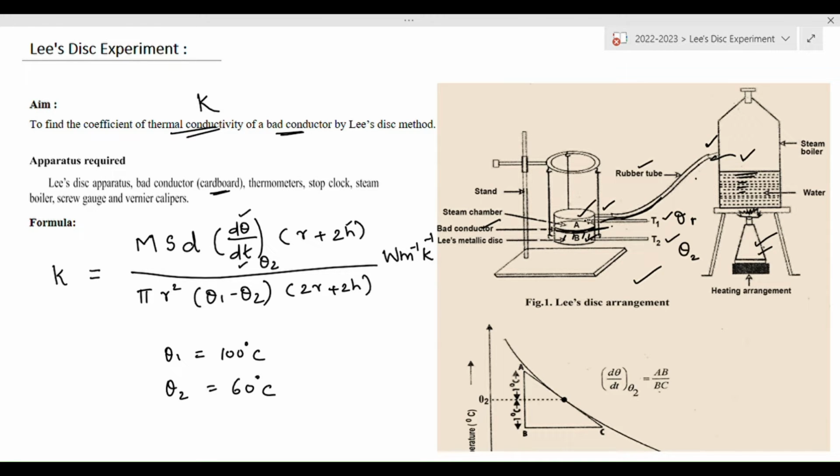So for the steady state temperature, the thermometer will have mercury or spirit, that is alcohol. Its level will be increasing with increase in temperature, and after a particular point there won't be any further movement in this mercury level. Then this is taken as the steady state temperature of the steam chamber or the metal disc respectively. So in this experiment we have found theta 1 as 100 degrees Celsius, theta 2 as 60 degrees Celsius.